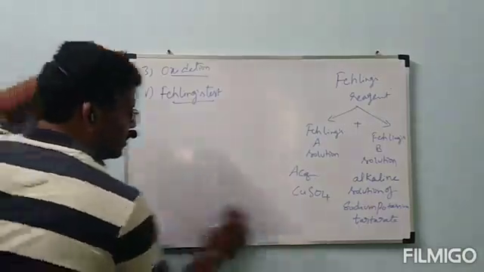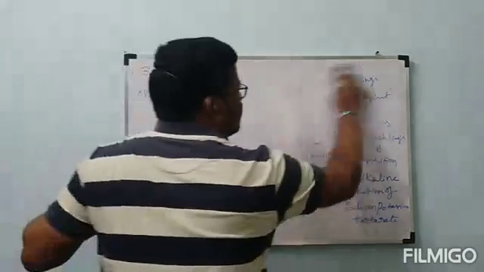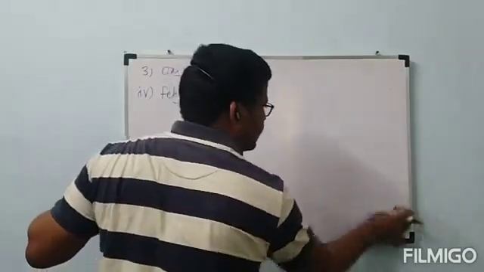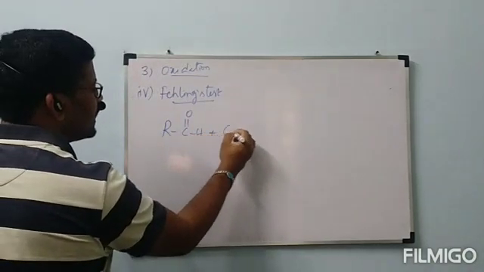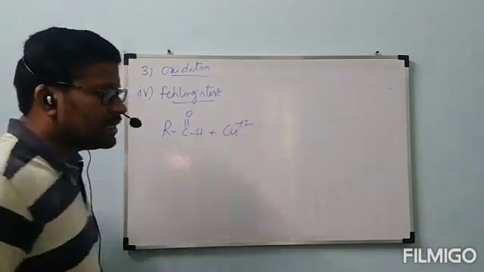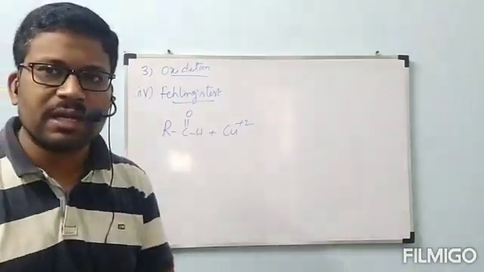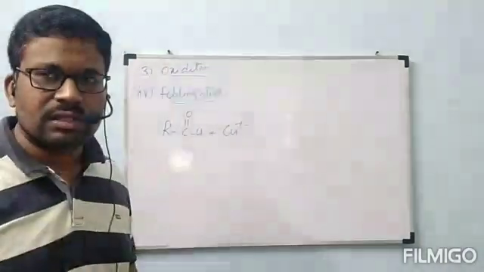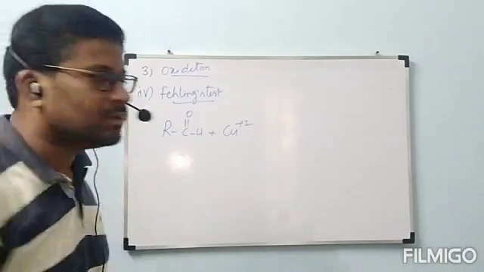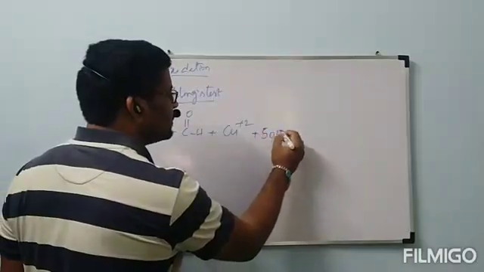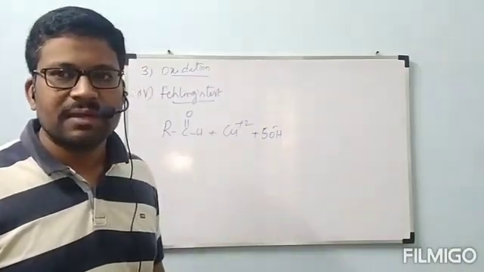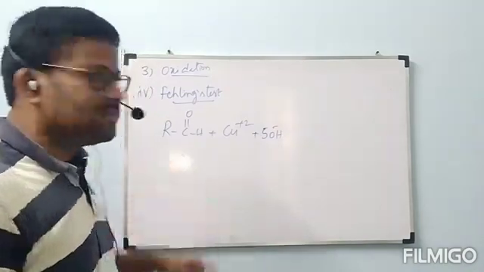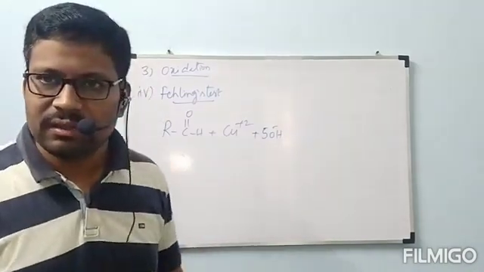Okay. Next, now we will see the actual reaction. RCHO, aldehyde, will undergo reaction with Fehling's reagent, which contains copper sulfate solution in which copper is Cu plus 2 ion. So we are writing in ionic form Cu plus 2 plus 5 OH minus. This OH minus is obtained from the alkaline, basic medium. Basic medium contains OH minus ions. This is the simplified form of the reaction. More than that is not needed.